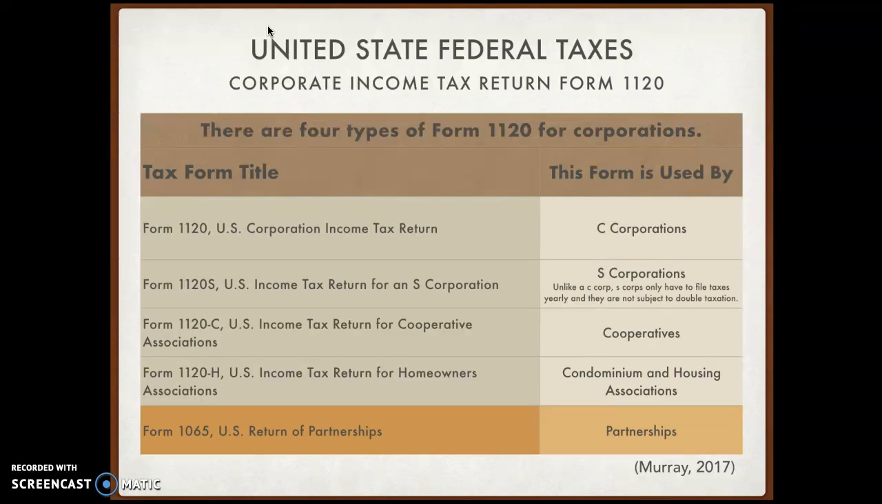The second is Form 1120S for S corporations. Unlike a C Corp, S Corps only have to file taxes yearly and they are not subject to double taxation. Form 1120-C is for cooperatives, and Form 1120-H is for condominium and housing associations. And then here I added Form 1065 for the U.S. return of partnerships.